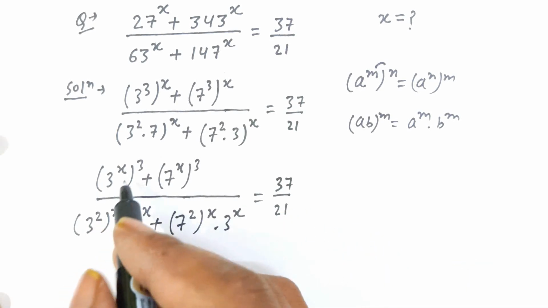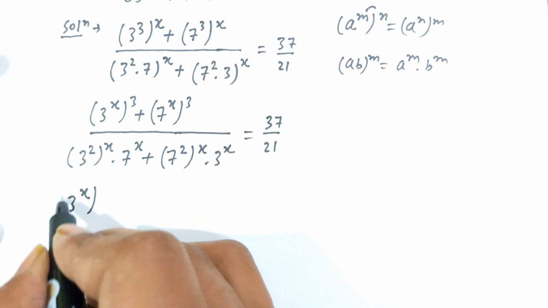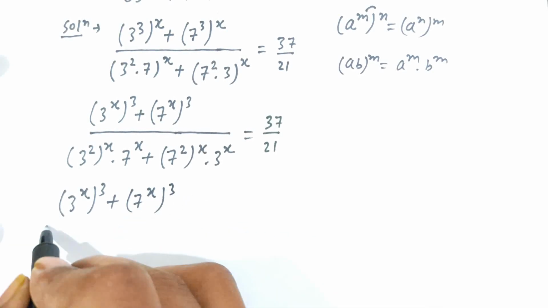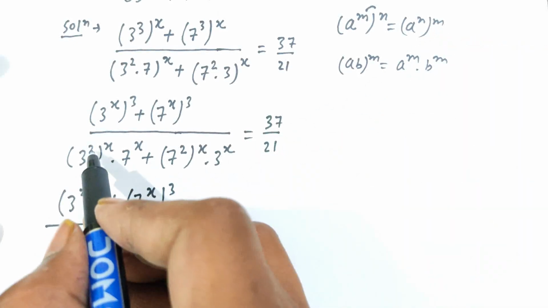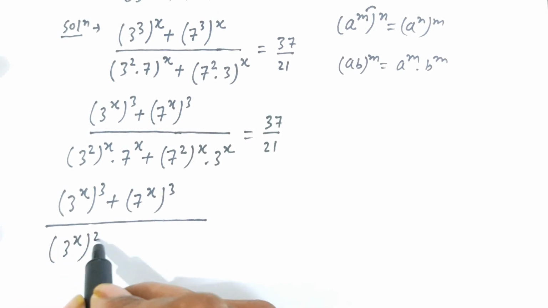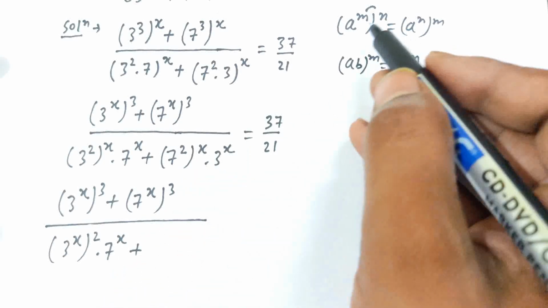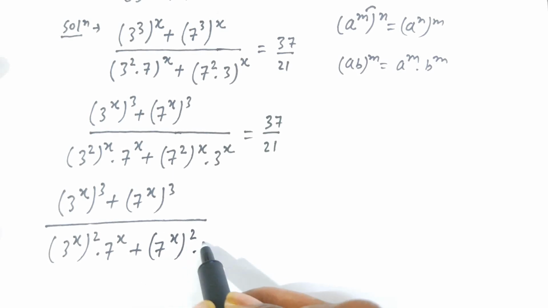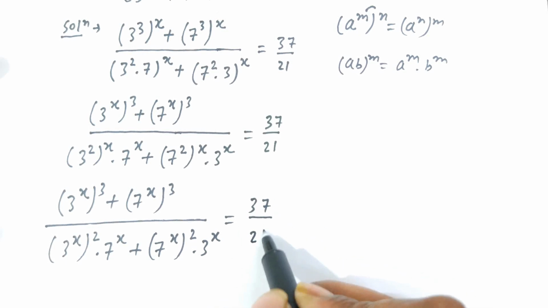Now in numerator is 3 power x bracket power 3 plus 7 power x bracket power 3, and divided by, in denominator here we will apply this rule, then this 2 and this x are interchanged, then 3 power x bracket power 2 times 7 power x plus, and here if we apply this rule again, then 7 power x bracket power 2 times 3 power x, and this is equal to 37 divided by 21.